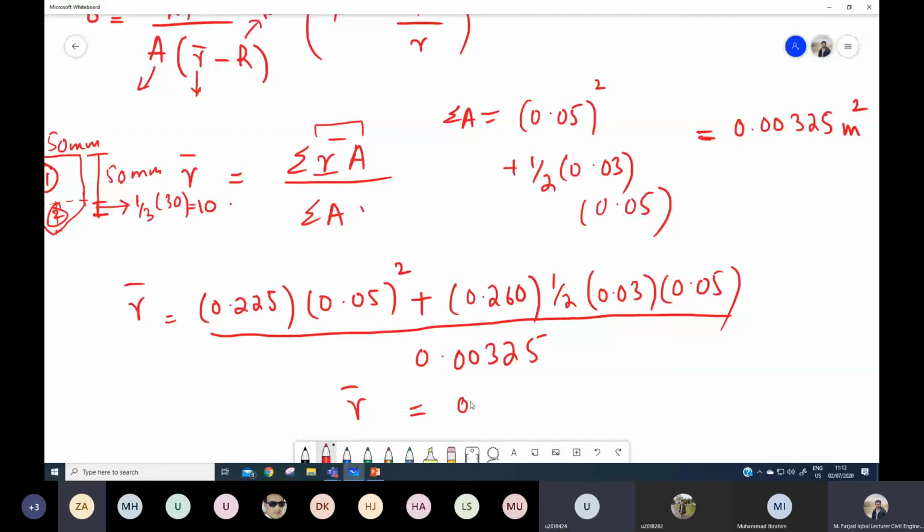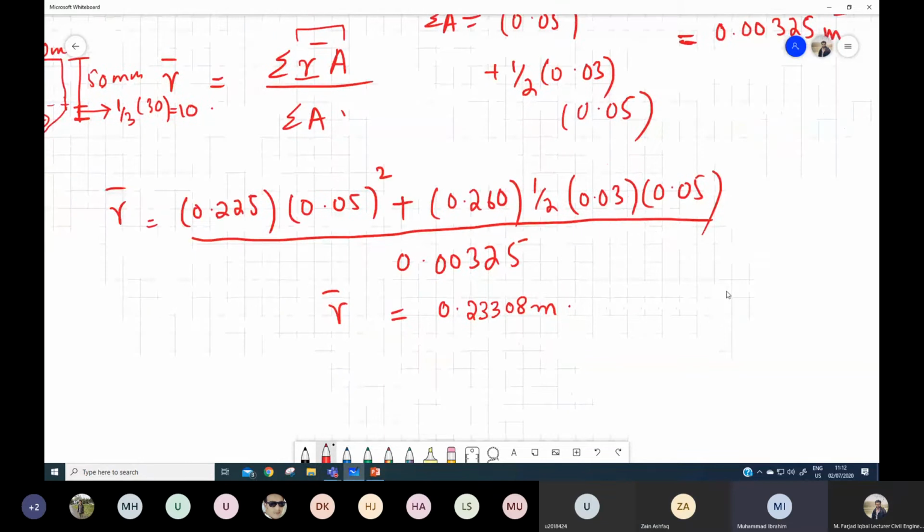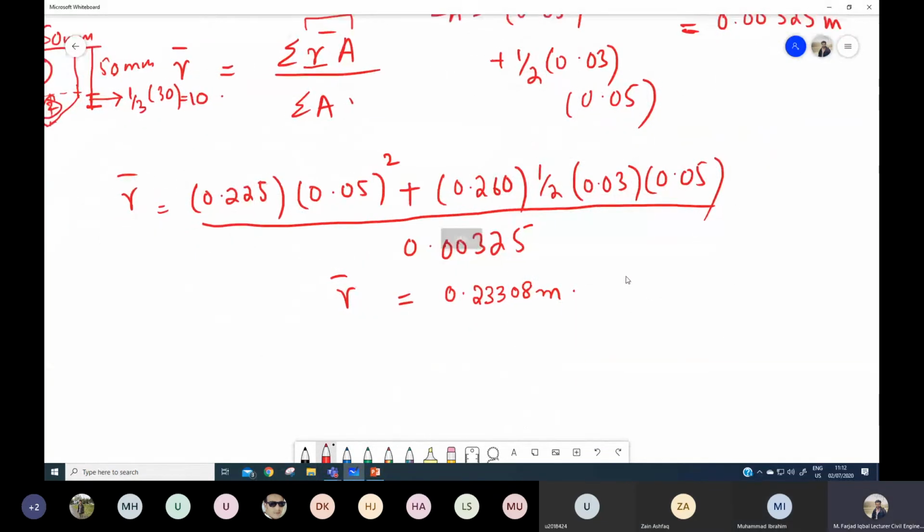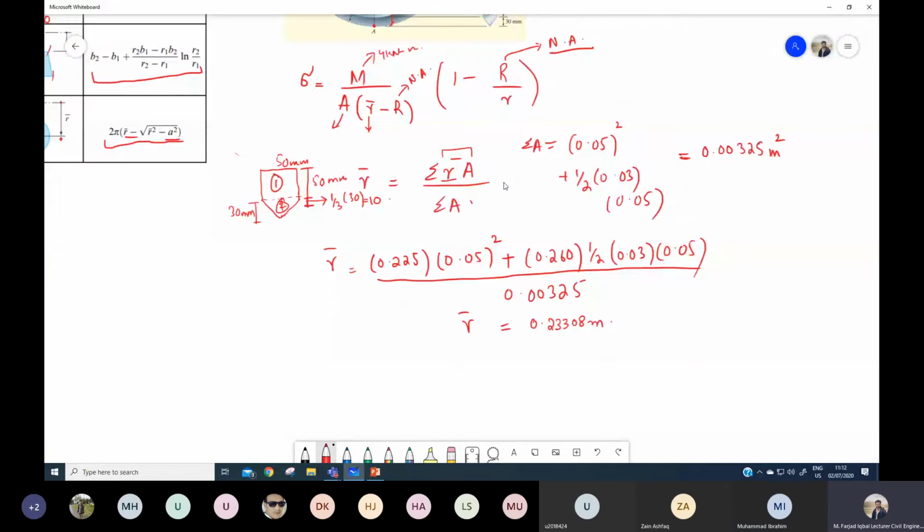0.179. Is it 0.233? Yes, 0.2330. So this is R bar. Now we have one factor. This R bar we have computed, right? So this is done. The second thing is we need to figure out the location of the neutral axis.